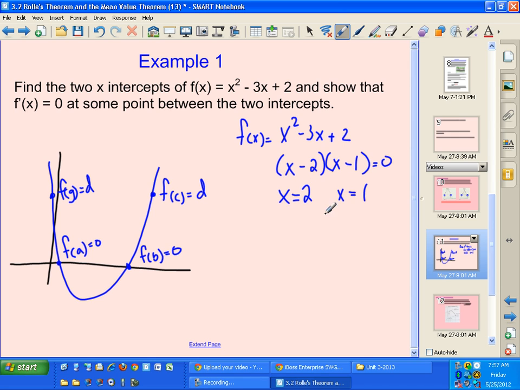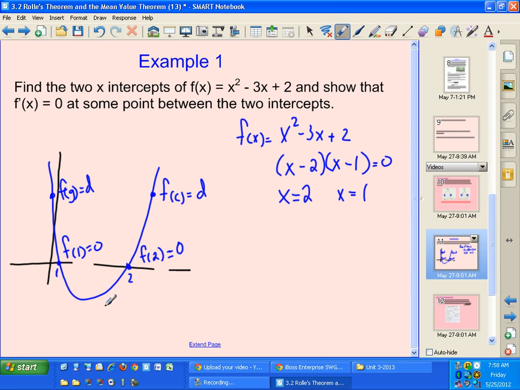So this guy would be 1 over here, and this guy would be 2 for my x values. So my f of a is no longer a, it's going to be f of 1 will equal 0, and my b value over here is f of 2 equals 0. So now that I have two different x values plugged into my function, and they equal the same y values, now I can use Rolle's theorem to say that some point between these guys there is an f prime of x equaling 0.